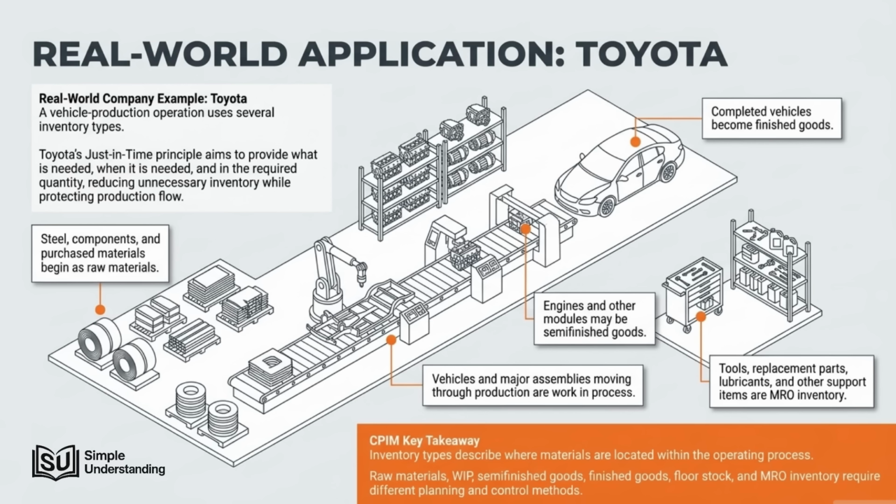Toyota's just-in-time principle aims to provide what is needed, when it is needed, and in the required quantity, reducing unnecessary inventory while protecting production flow. CPIM key takeaway. Inventory types describe where materials are located within the operating process. Raw materials, WIP, semi-finished goods, finished goods, floor stock, and MRO inventory require different planning and control methods.